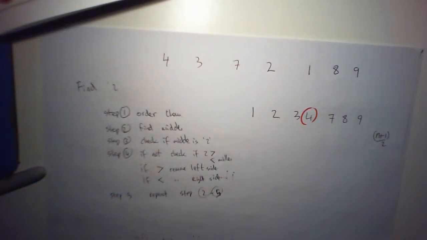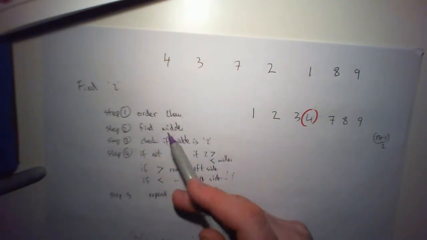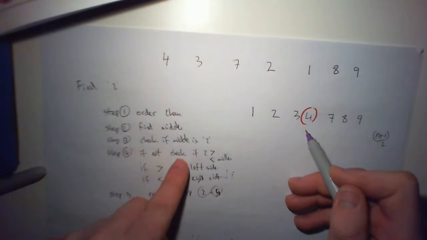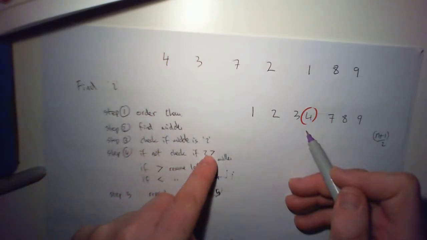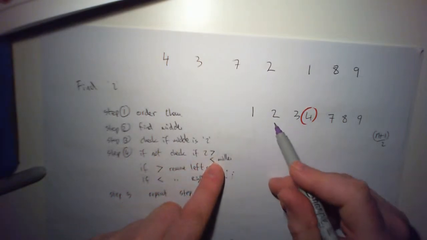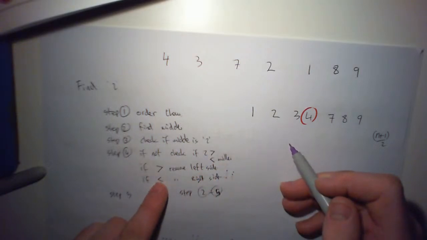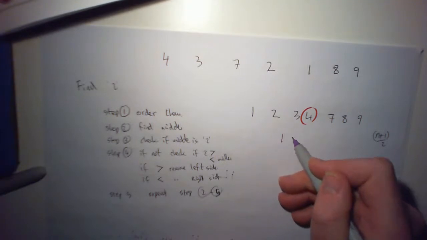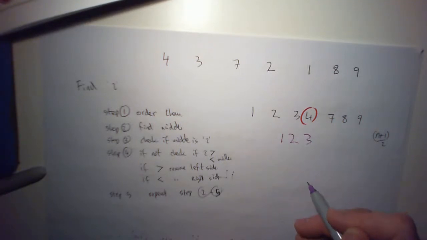So let's follow it through. Find the middle. Done that. Check if the middle is 2. No, it's not. If not, check if 2 is greater than or less than middle. 2 is less than the middle. If it's less than the middle, remove the right-hand side. So I'm going to remove the right-hand side. So now I'm left with 1, 2, and 3.